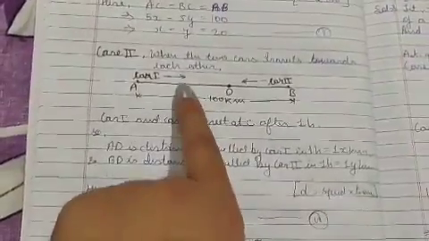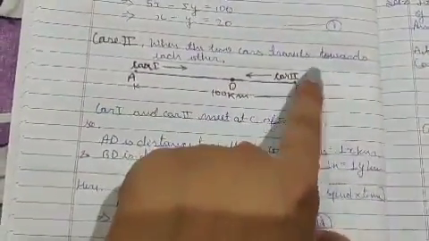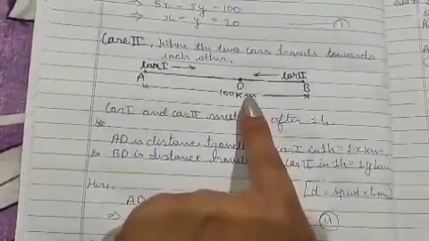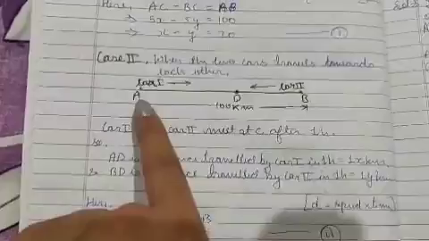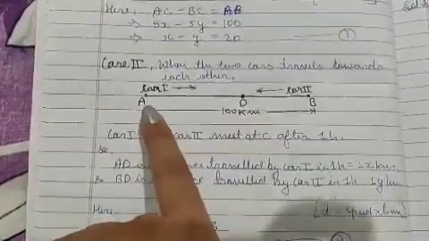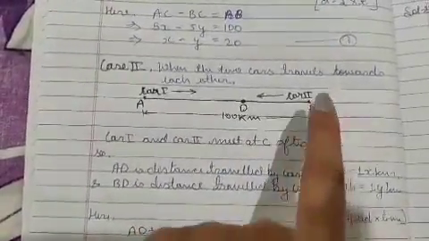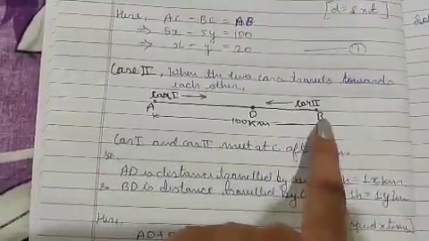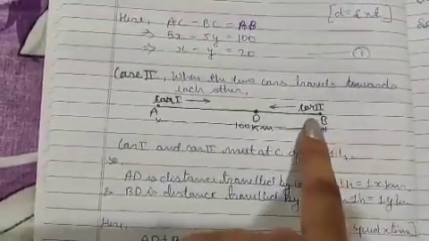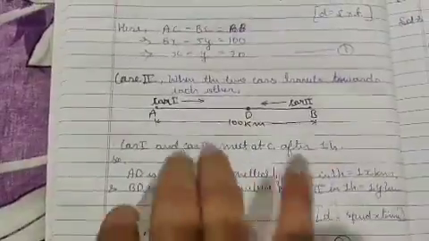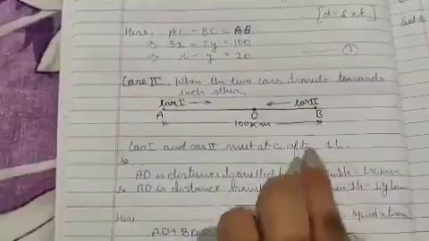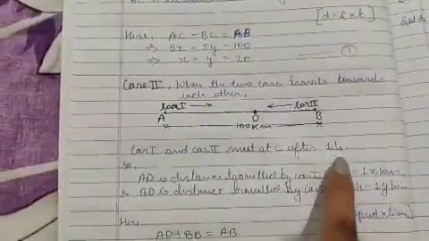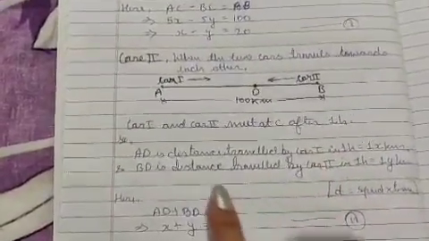Now the second case is when the two cars travel towards each other. This means the car starting from point A will travel towards B, and car 2 starting from place B will travel towards A. If they are traveling towards each other, then they will meet after 1 hour. So the time taken is 1 hour in this case.